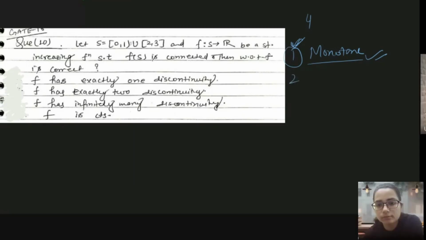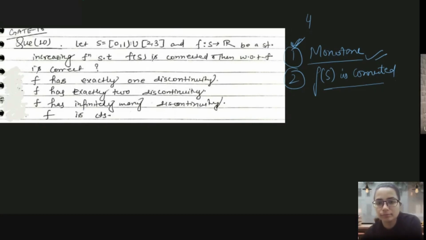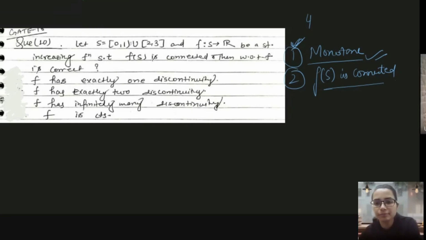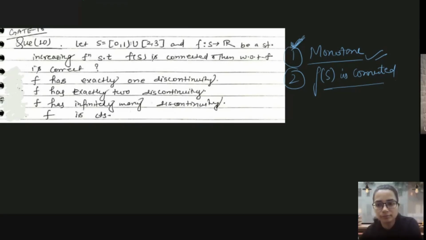So these two imply continuous, because any monotone function has a property that the left hand and right hand limits always exist. And the left hand limit is the supremum and the right hand limit is the infimum at that point. And the image is an interval. These two imply continuous. We can prove that.